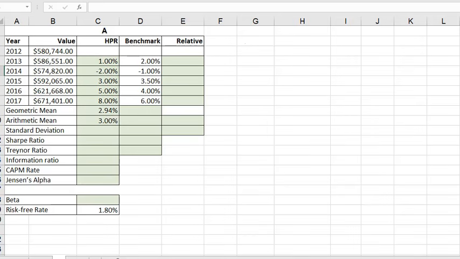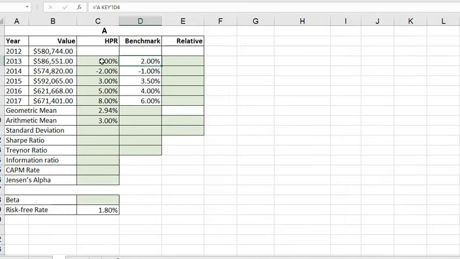Okay, for this portfolio, we've already calculated the geometric mean return, and we've calculated the arithmetic mean return. So we can do the same thing for the benchmark. Now, remember, for the benchmark, we have the returns given, but not the values of the benchmark. So a benchmark could be some type of index or a combination of indices, or it could just simply be something else. But we want to compare our percent return with the benchmark percent return.